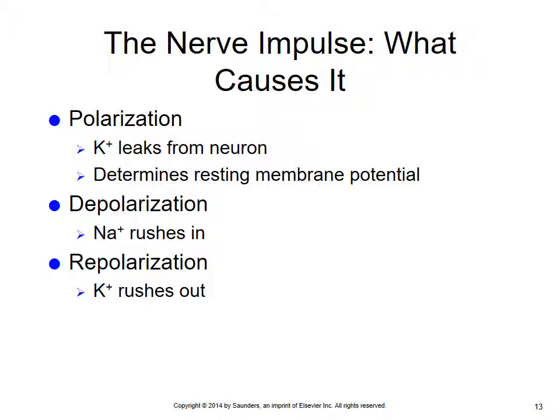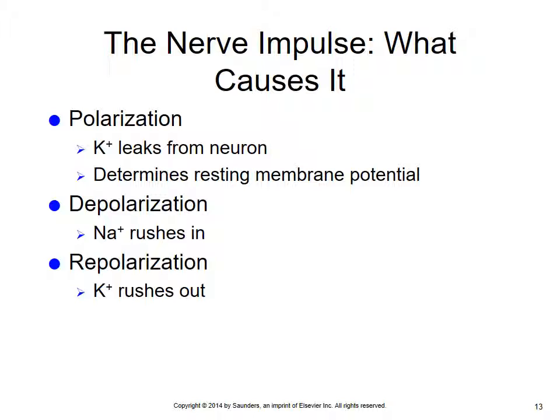What causes the nerve impulse? The movement of specific ions across the cell membrane of the neuron is responsible for the action potential or nerve impulse. During the resting state, the potassium ions leak out of the cell, taking the positive charge with them. We know that potassium carries a positive charge. This leakage is responsible for the resting membrane potential.